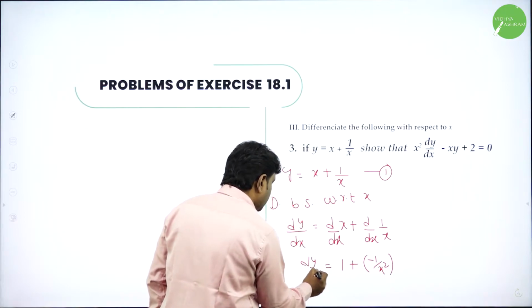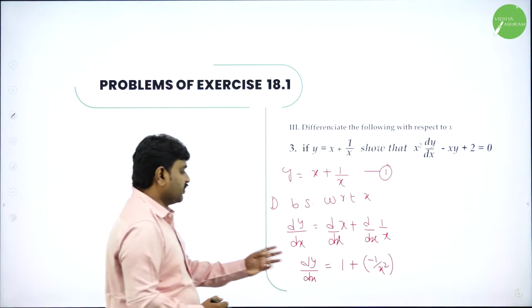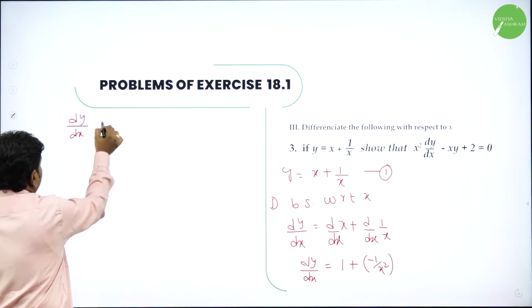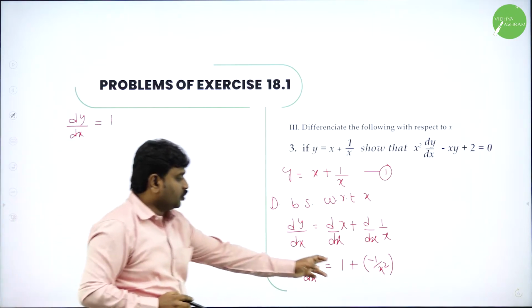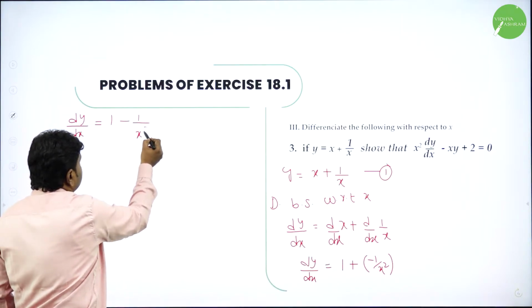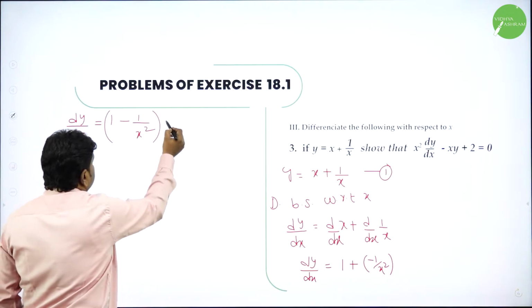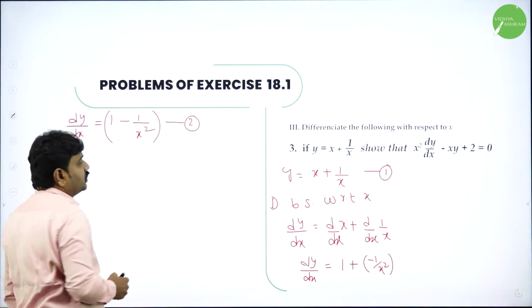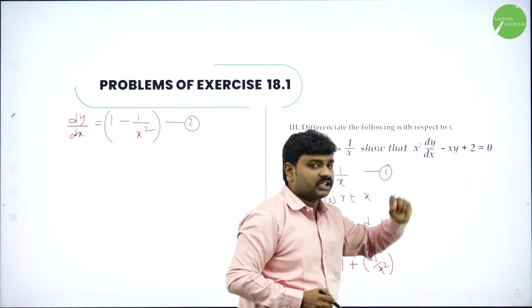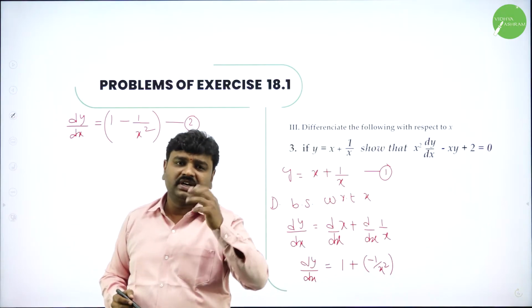This is the value of dy by dx. Further we'll simplify. I'll write it here. So dy by dx is 1 plus into minus becomes what? Minus 1 by x square. So call this as equation 2. Now you know the value of y, you know the value of dy by dx. Take LHS of the equation, substitute in LHS and get the RHS.